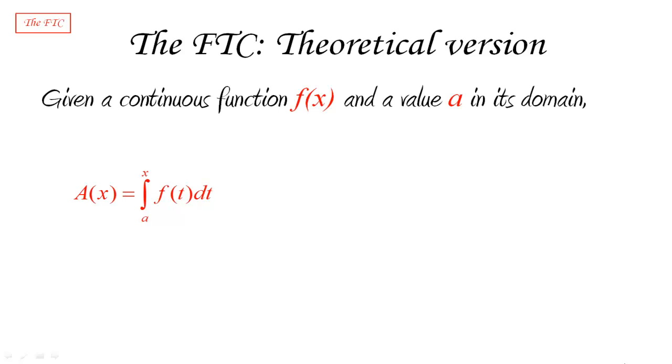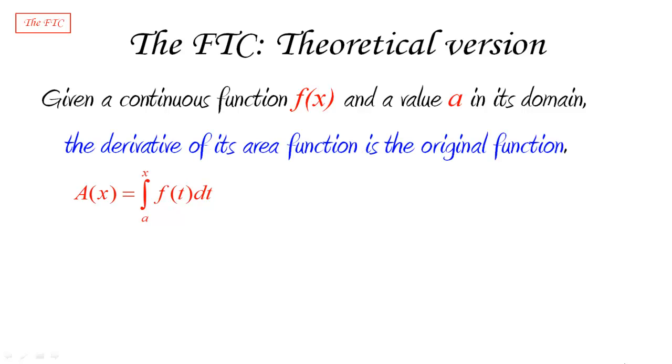So let's say, now I need a continuous function to make things work. So let's say we have a continuous function f of x and the value a in its domain. Now, what the FTC says is that the derivative of the area function of this function f of x is actually the original function. So what this statement actually says is that in this situation, the derivative with respect to x, again, notice now the variable is the upper limit of our integral.